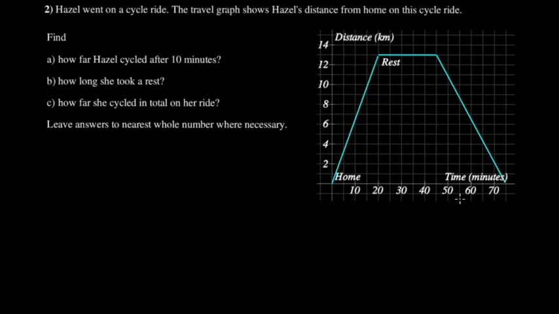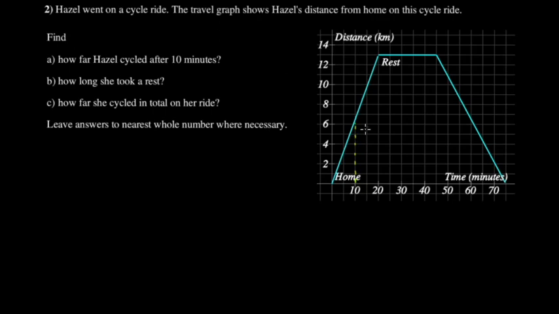So this is time in minutes. Always take care to note the units here. Okay, so this is time in minutes. This is distance in kilometers. Previously, it was time in hours. Okay, so you actually have to know this part. So how far will she have traveled after 10 minutes? You have to identify where the 10 minutes is. So the 10 minutes point, it's this one here.